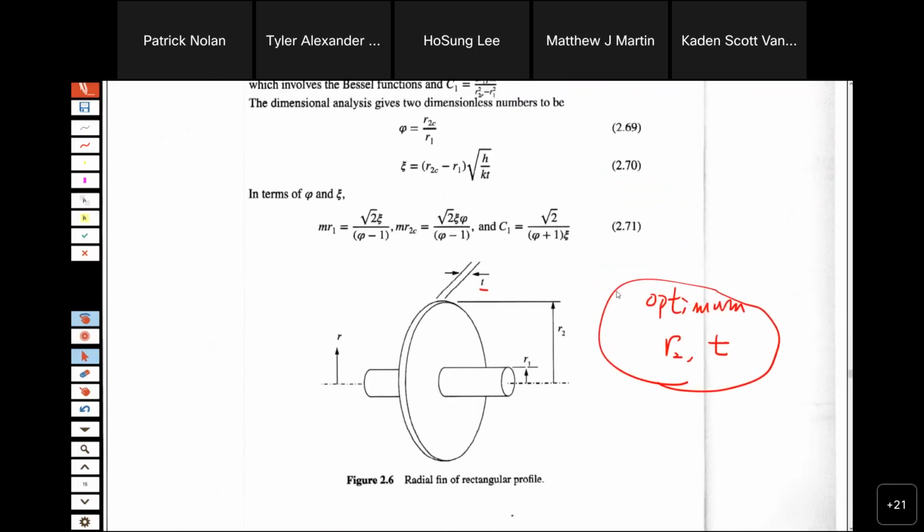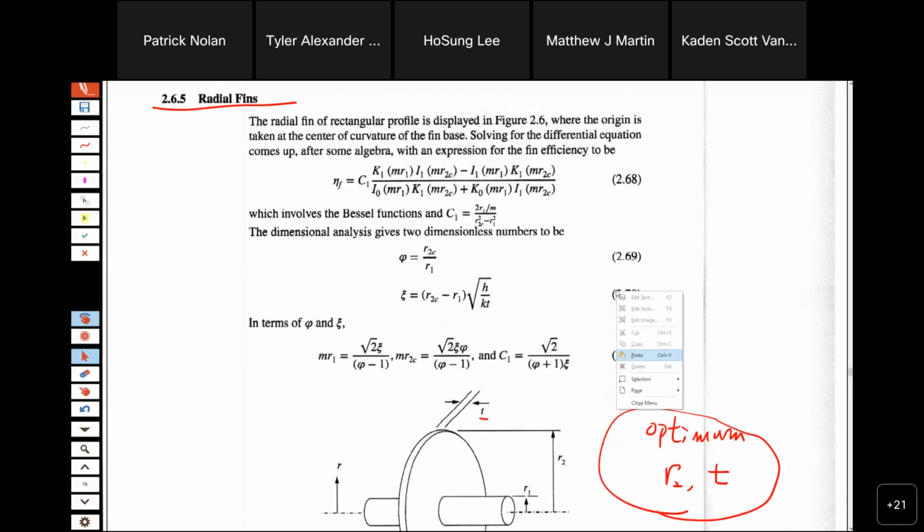Okay, now back to the radial fin. So everybody understands what efficiency is, but now it is a radial fin. The radial fin efficiency is this. Don't ask me, in graduate school we just solve it analytically. And then what is K? It is a Bessel function. Do we have to know it? No, we don't have to know K. Just a Bessel function.